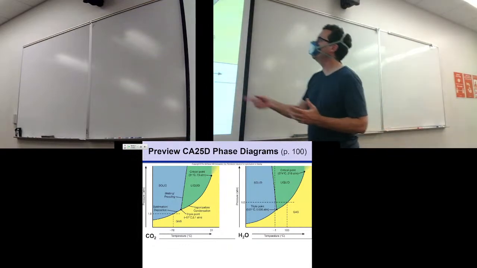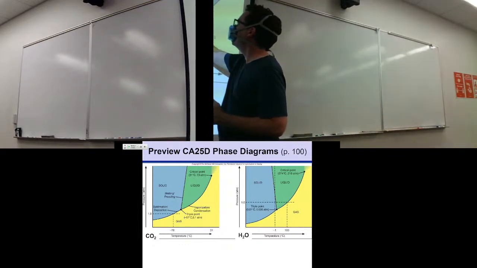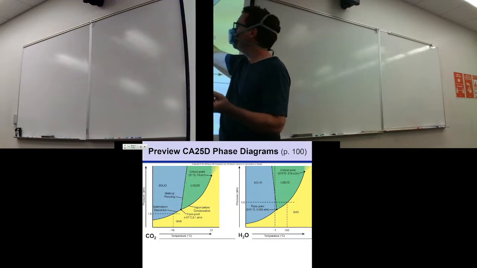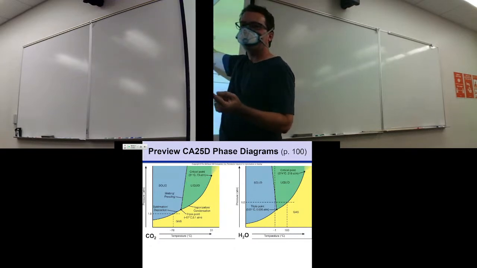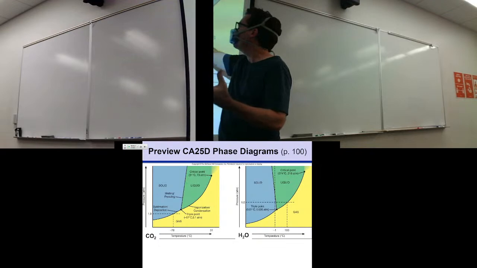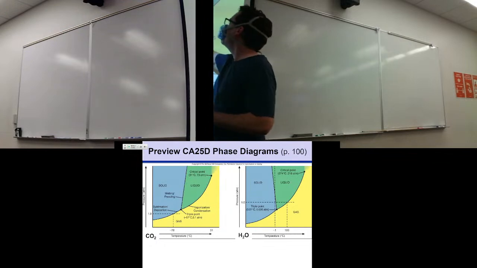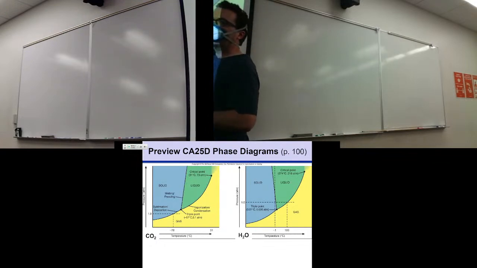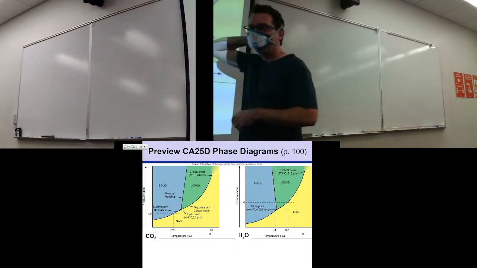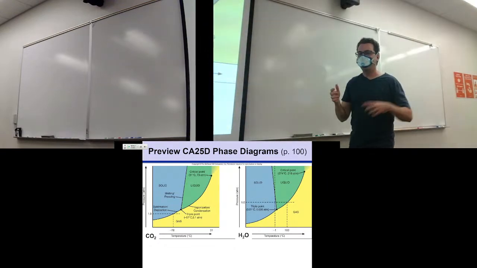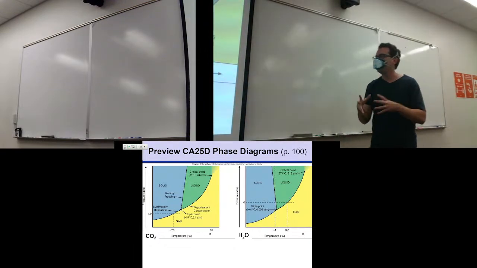If I have some ice right here at normal pressure, and it's -1 degree, a little colder than the melting point, and all I do is increase the pressure, what happens to my ice? It melts, which is weird. So if I increase the pressure on my ice, it'll suddenly melt.